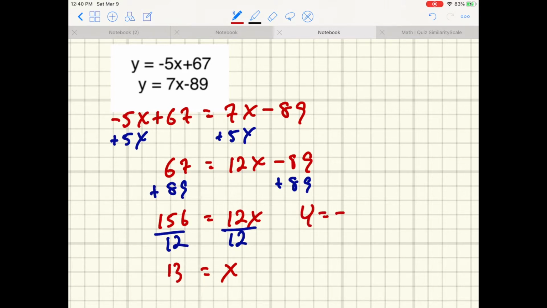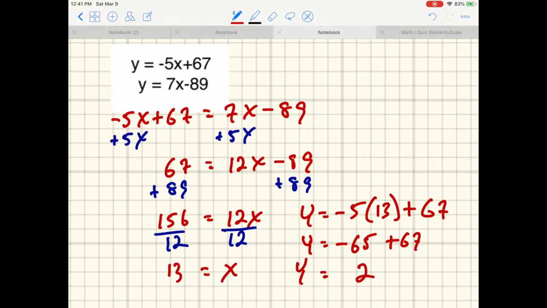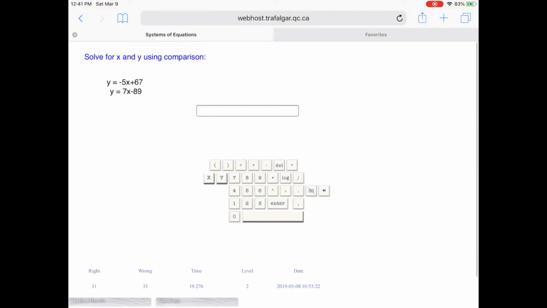Y is equal to negative 5 times 13 plus 67. 5 times 13 is 65. Y is equal to negative 65 plus 67. So 67 take away 65 is 2. Y is equal to 2. X is equal to 13. Y is equal to 2. Back into the equation. I'll write that in coordinate form. 13, comma 2, and press enter.